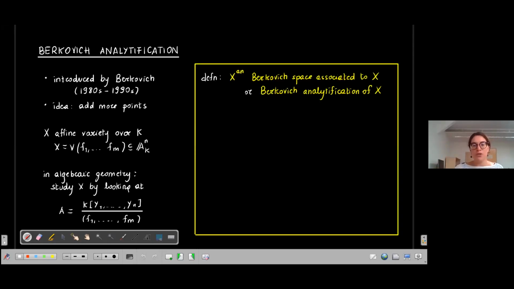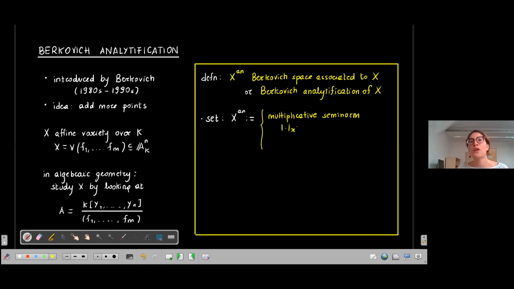So we will now give the definition of what a Berkovich space is. I will denote this as X^an. This is the Berkovich space associated to our variety X, or also the Berkovich analytification of X. We will do it step by step. First, I will tell you as a set what the points of our Berkovich space are. Here we will take as points all the multiplicative semi-norms.